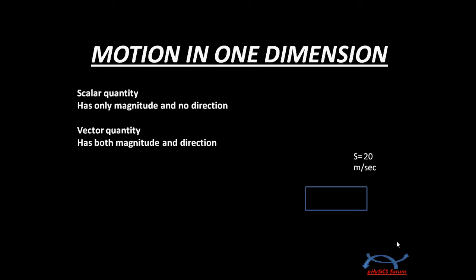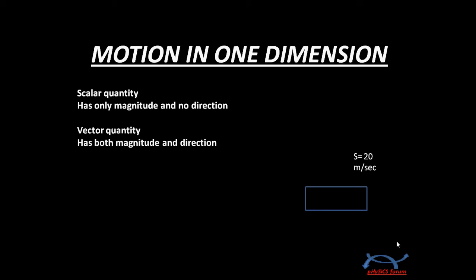I'm not saying it is moving towards the left of the screen, it is moving towards north, it is moving towards south of the screen, nothing. I'm only saying the speed is 20 meter per second. So this is only the magnitude. So these quantities which only have magnitude are known as scalar quantities. So speed is a scalar quantity.